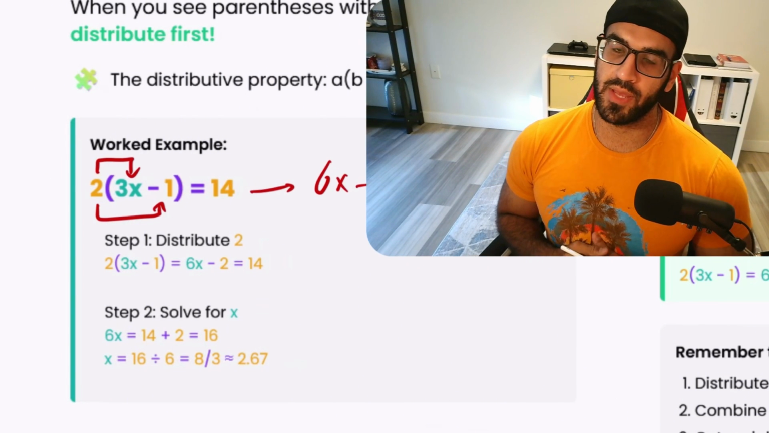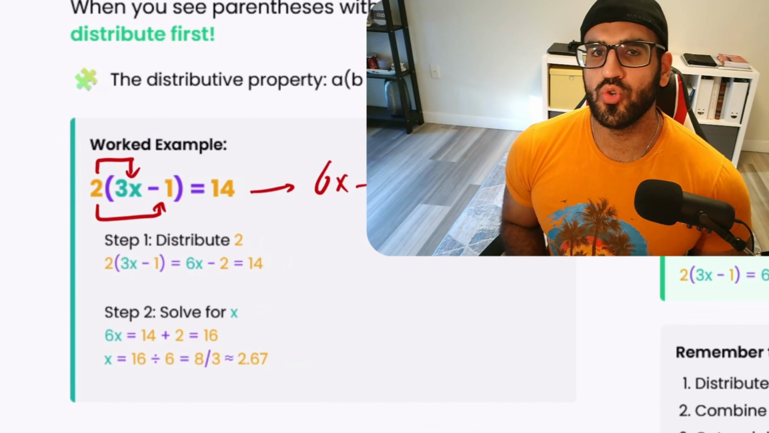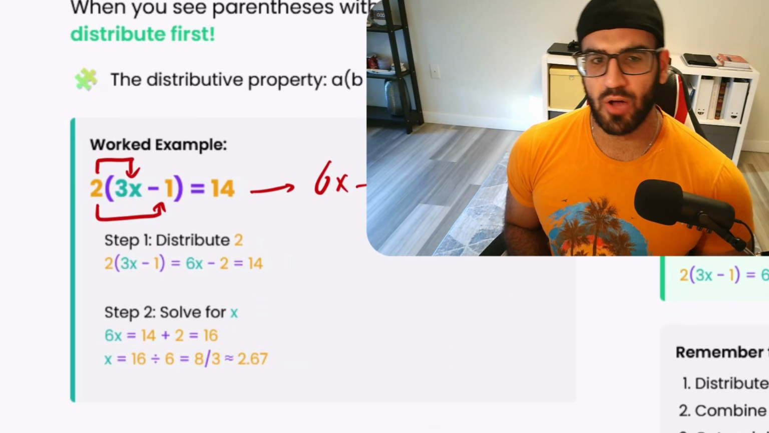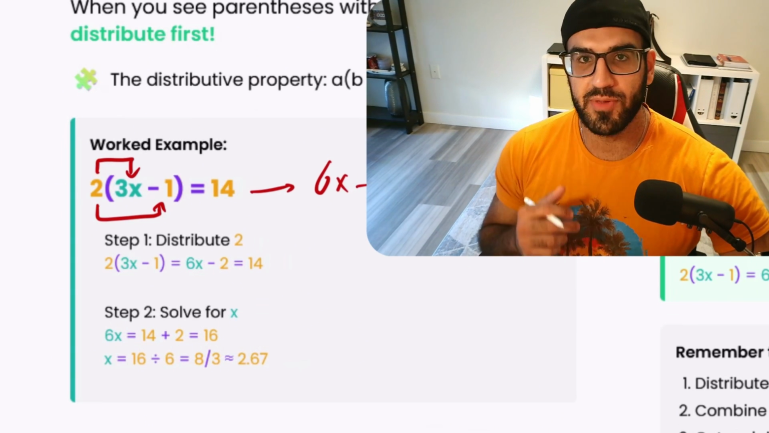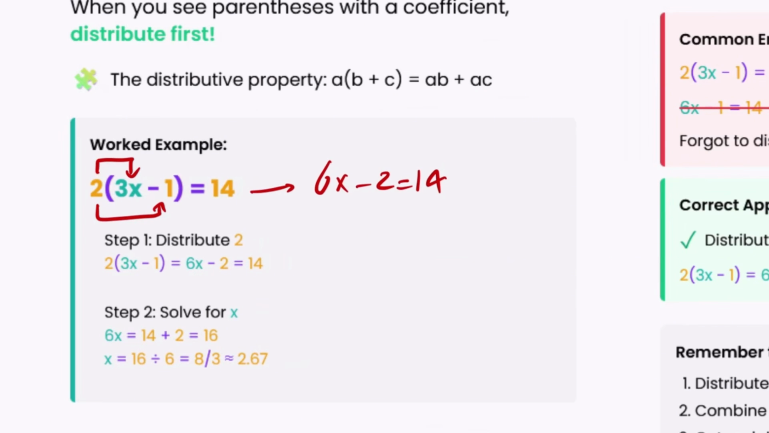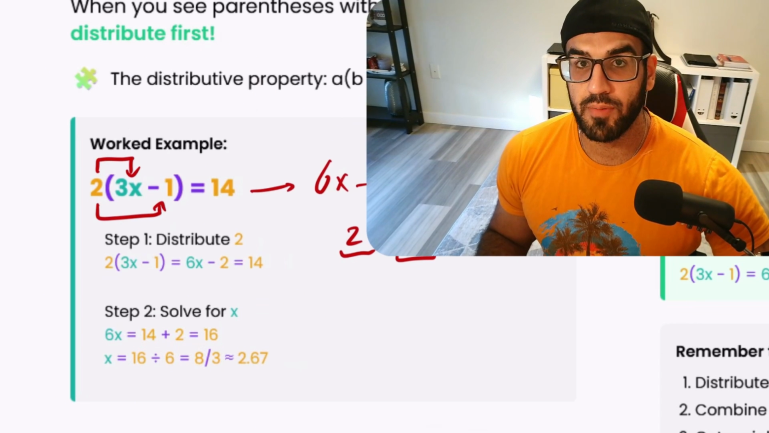One thing that I have to mention is that maybe some of you will ask, okay, how did you find 2 multiplied by 3x? How did you find that it's 6x? For example, why is it not another number? Let me give you an example. So I do have 2 multiplied by 3x. If you remember, 3x was actually 3 times x. So I already have 2, so 2 multiplied by 3 multiplied by x.